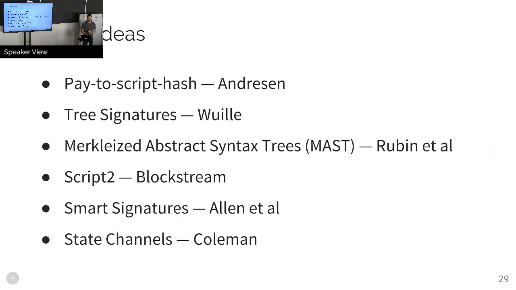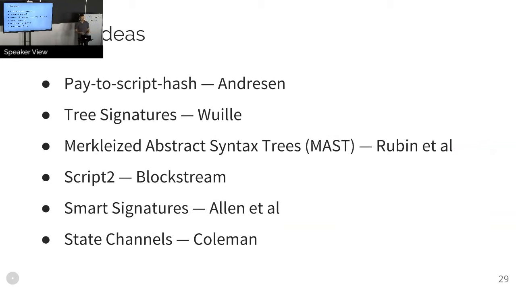There are a lot of other efforts out there. Jehan talked about state channels right here at the bottom. There are pay-to-script hash tree signatures. Tree signatures are ways to express multisig more concisely. Merkleized abstract syntax trees are fairly close to what I'm about to talk about. It's basically having these opcodes be hashed individually and then structured in more of a tree shape.